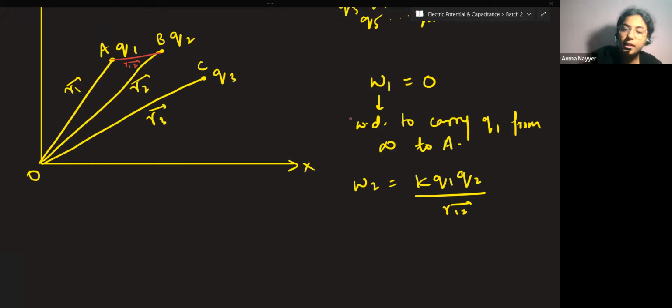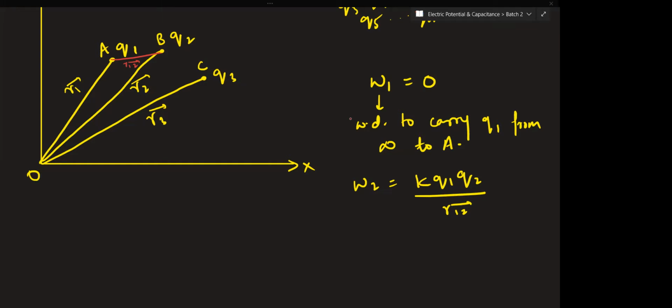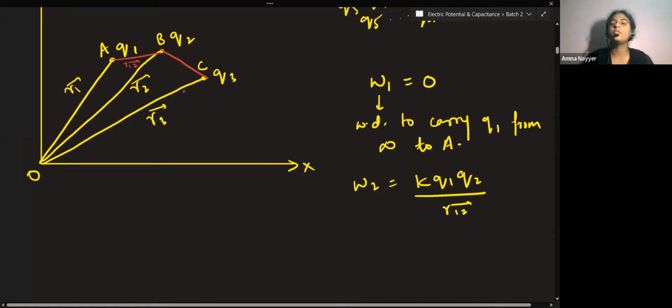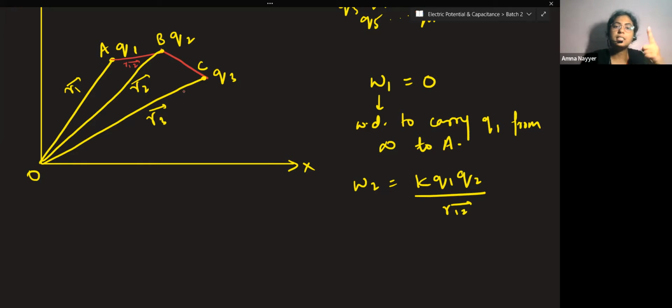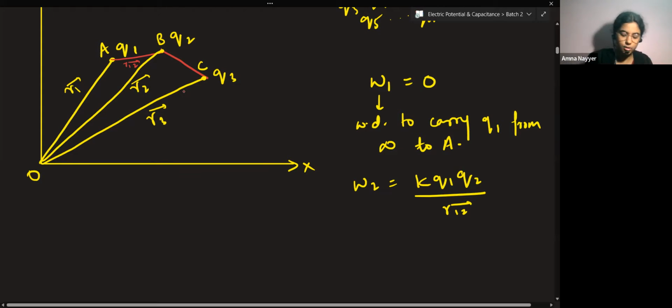See, Q3 is first going to interact with Q1. Then it will interact with Q2. So how many energies will be there? 2. Two energies will be there, correct. So when there were two charges, only a single energy was there between both of them. Now there are three charges. This third charge has to interact with the first one and the second one. That makes two energies. We'll see how we'll get two energies.